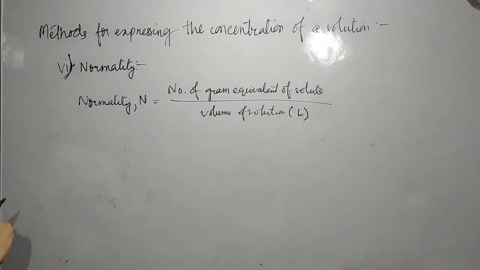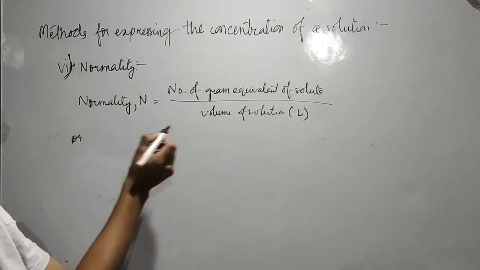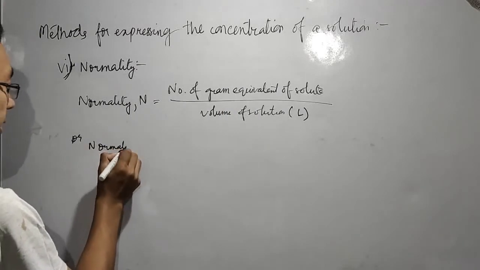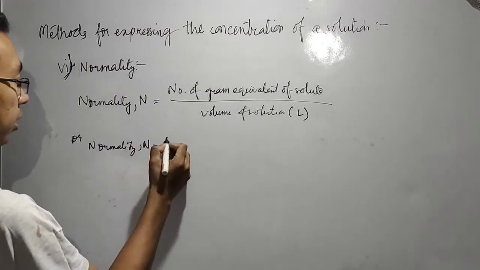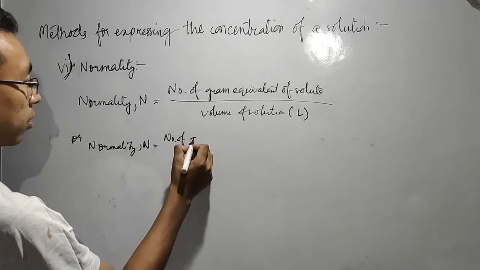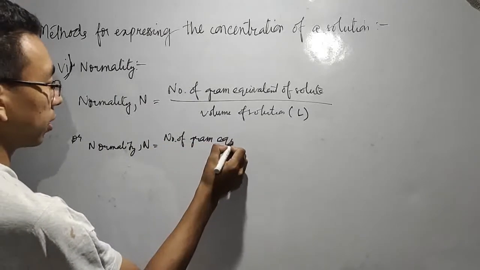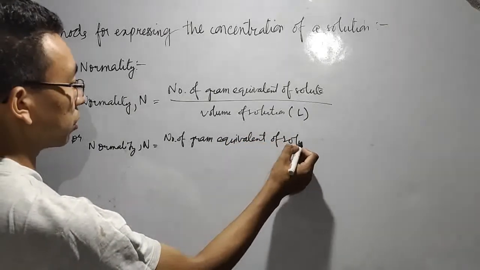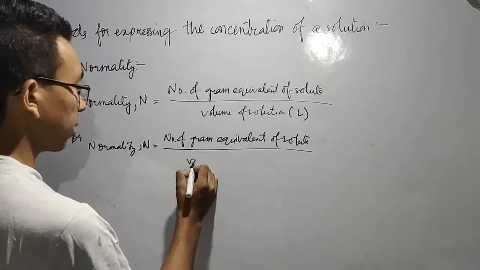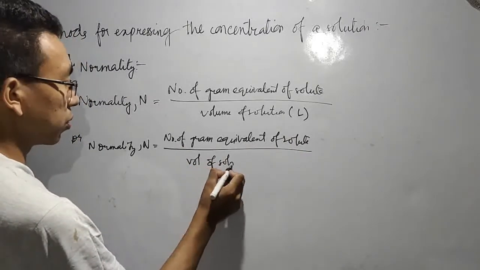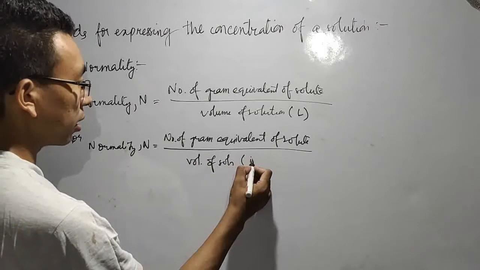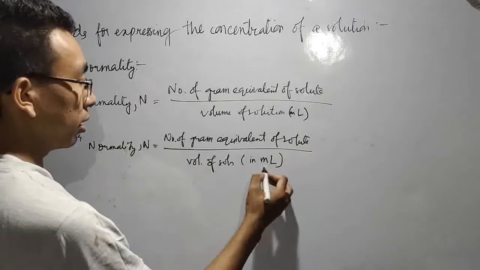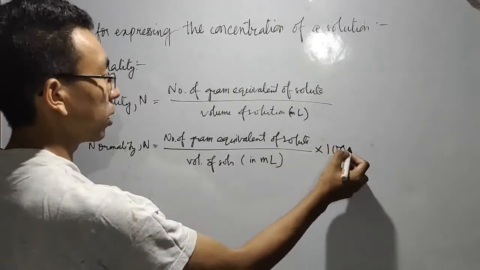Or it can also be in milliliter. We can write normality N equals the number of gram equivalents of solute divided by the volume of solution in ml. Here you can write in ml or in liter. If it is in ml, we multiply by 1000.